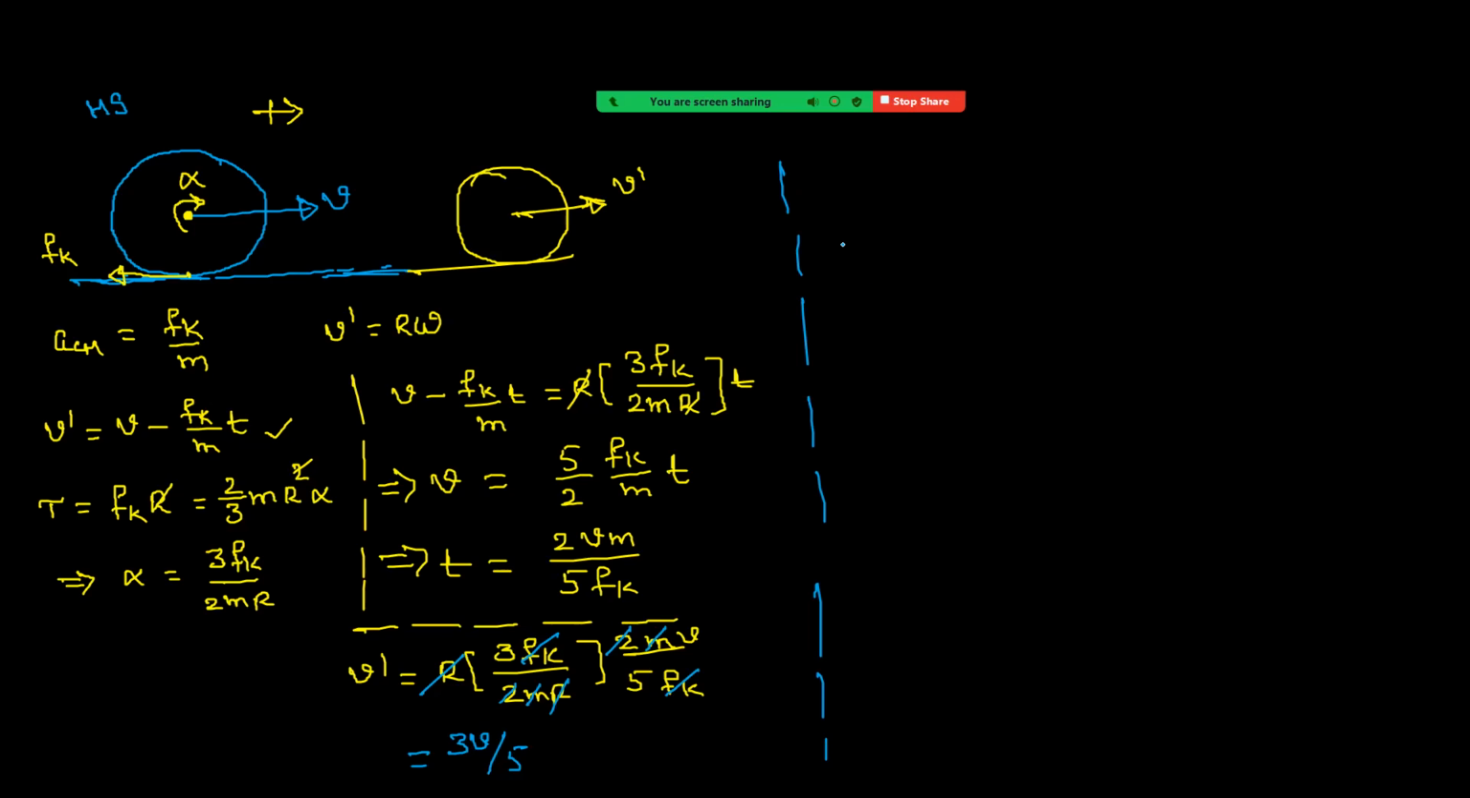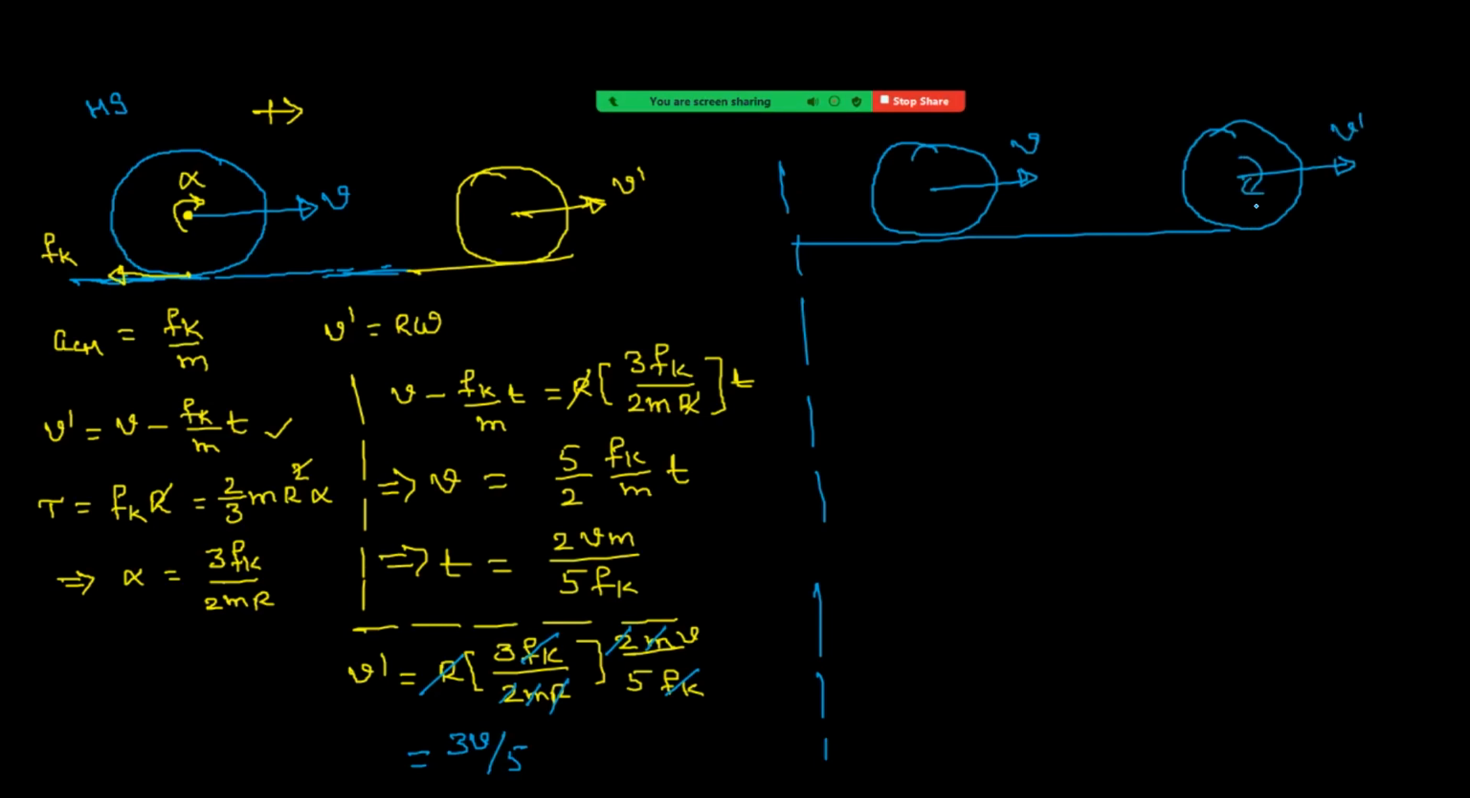See how to get it. Initially it was here. This is V, no rotation. Finally, when rolling starts without slipping, this is V dash and it is having rotation. Let us take this as x-axis. Just like the previous question, we can take about any point on the x-axis. About any point on this line, net torque on the body is zero. Because according to the statement of conservation of angular momentum, if net torque on a system is zero, then we can conserve angular momentum of the system, right?